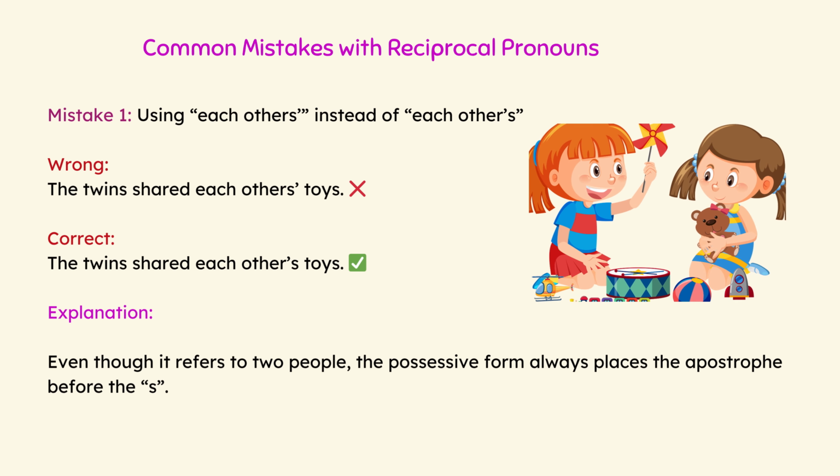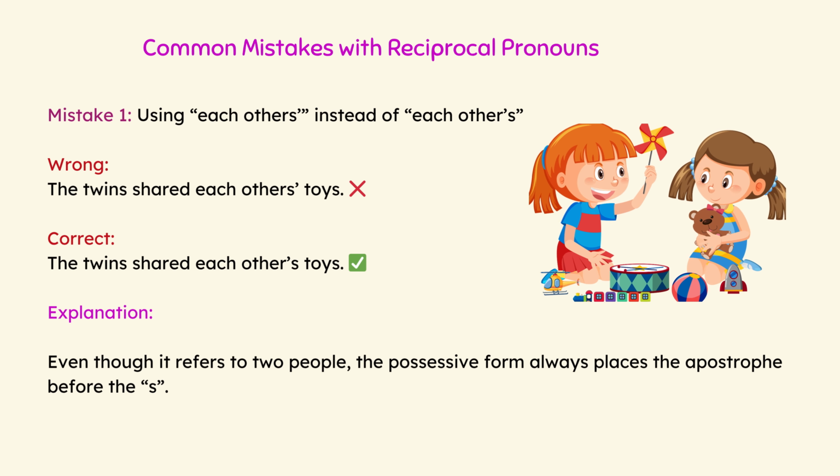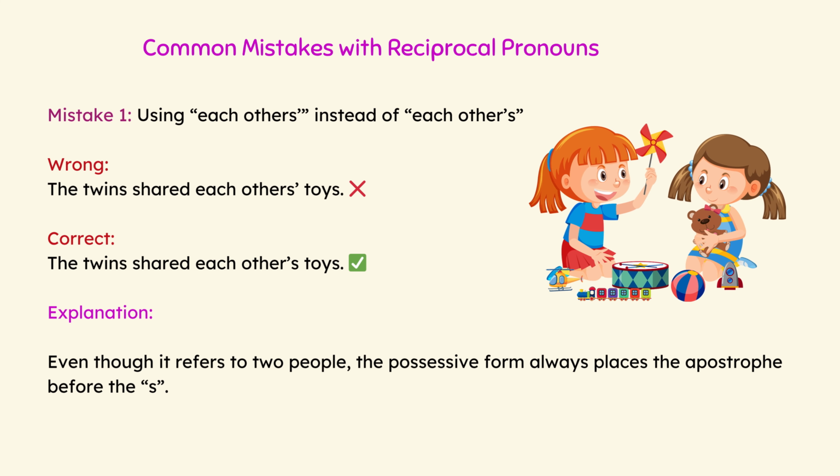Now let us look at common mistakes with reciprocal pronouns. Mistake 1: using each others' instead of each other's. Wrong: the twins shared each others' toys. Correct: the twins shared each other's toys. Explanation: even though it refers to two people, the possessive form always places the apostrophe before the s, never after. Tip to remember: always write each other's or one another's with the apostrophe before the s to show possession correctly.